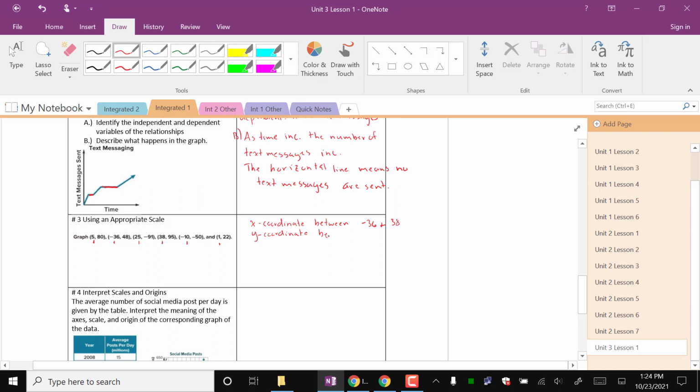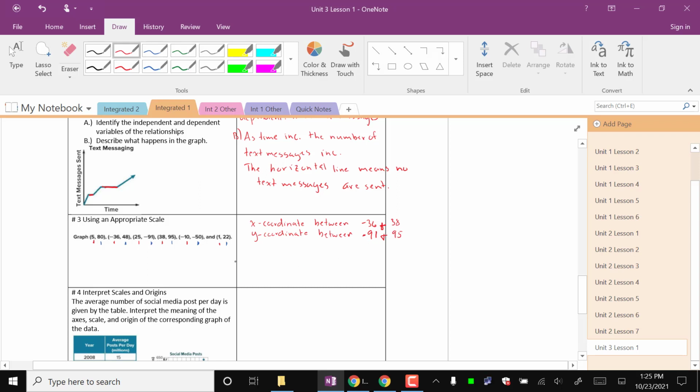Y coordinate is between, so let's look at the y's. So the y is our 80, our 48, our negative 91, our positive 95, our negative 50, and our 22. So those are all of our y coordinates. So our smallest y coordinate is negative 91. Our biggest y coordinate is positive 95.